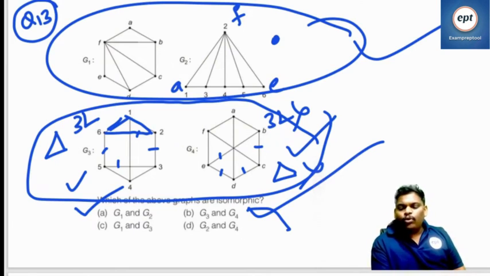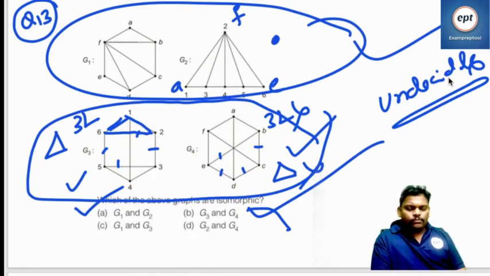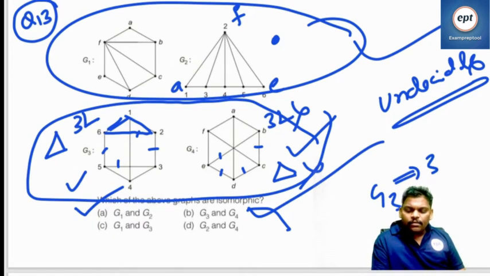Please take care, and one more thing you remember. Checking whether two graphs are isomorphic or not is undecidable. We don't have any algorithm other than manual checking. Finding the chromatic number is also undecidable. So other than manual checking, nothing is there. In G3, 3-length cycles are there. In G4, 3-length cycles are not there.